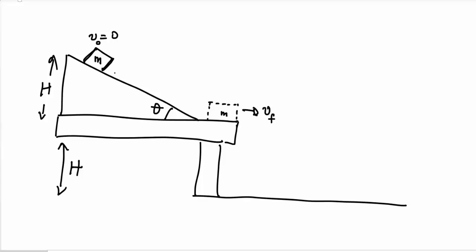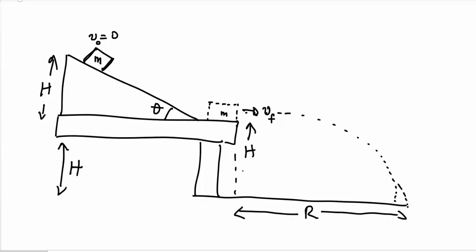Listen now, the block slides down the ramp and shoots off as a projectile motion and travels a certain distance R. Remember that this height is h. So I could ask you a lot of questions in this simple problem. We've done all of this in class. The first thing I want you to do is to draw a free body diagram of this object on the ramp. We've done that. The next thing is for you to calculate the acceleration of this object down the ramp. And we've done that, and we know that a will be equal to g sine theta.